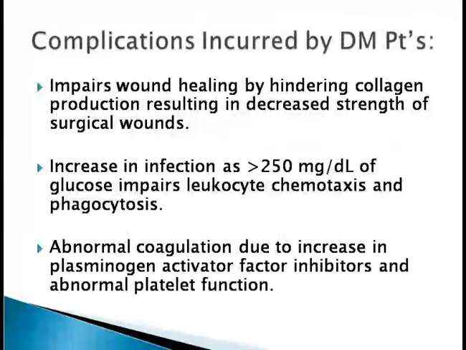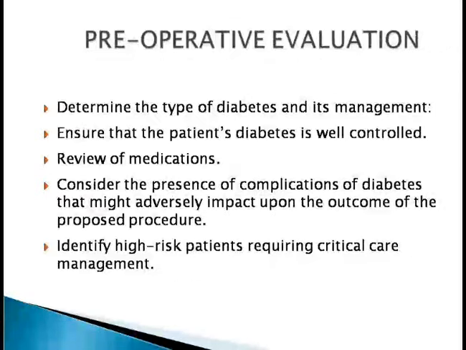The complications incurred by diabetic patients include impaired wound healing by hindering collagen production. Increase in infection occurs because whenever the blood sugar level is more than 250 milligrams per deciliter, it impairs leukocyte chemotaxis and phagocytosis, and there is abnormal coagulation due to increase in plasminogen activator inhibitors and abnormal platelet function.